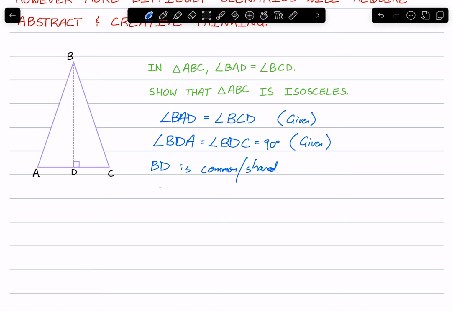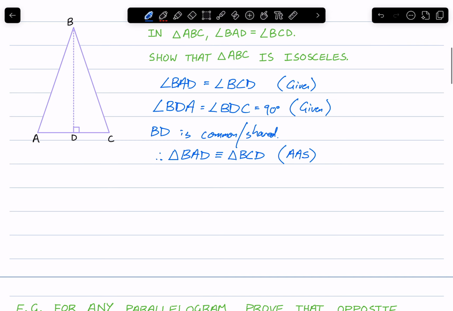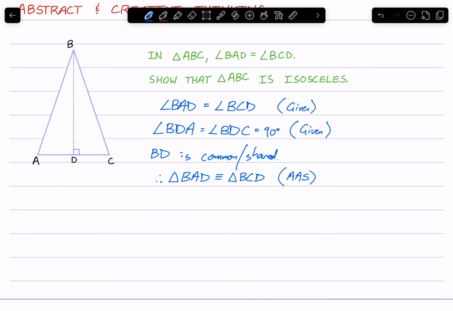And then from here, we can conclude, therefore, triangle BAD is congruent to triangle BCD. The reason for that is we have two angles and a side, so that's angle, angle, side. Since these are congruent, we can therefore say BA is equal to BC.